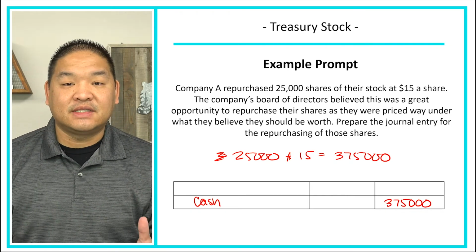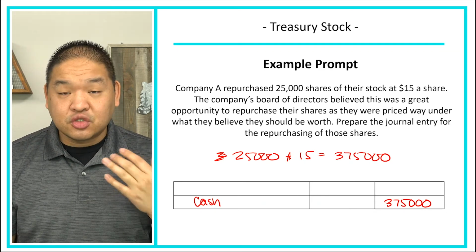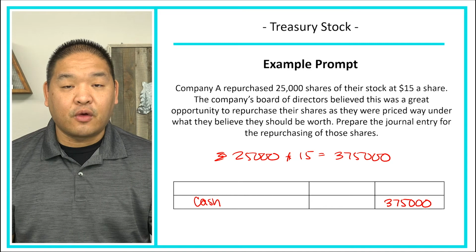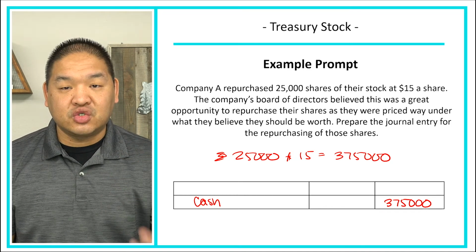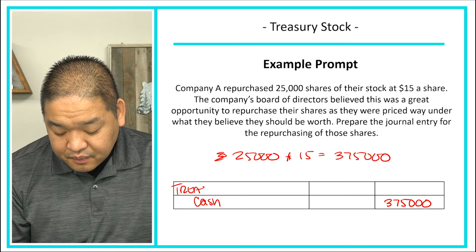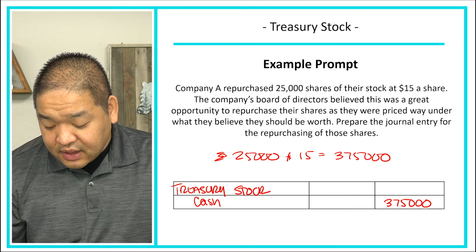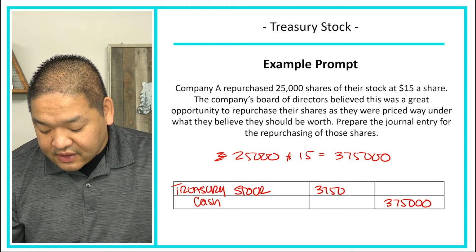And then we need to debit something. So what are we going to debit? Well, we are going to debit treasury stock. So this is a new account for you, but it literally is treasury stock. So we're going to debit treasury stock in the amount of how much we paid, $375,000.